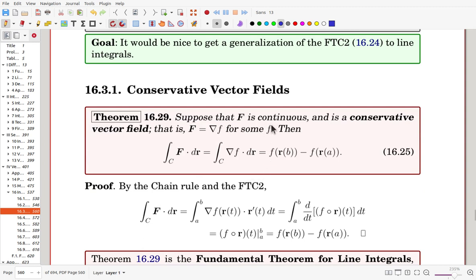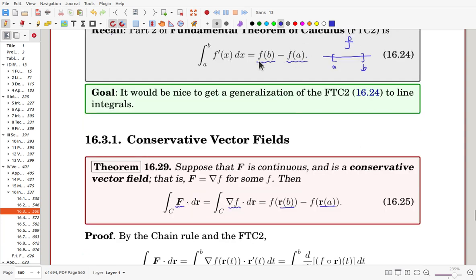Suppose that F is continuous and is a conservative vector field. That means there is a potential f such that the vector field is the gradient of the potential. Then the line integral over C of the vector field can be written in this way. The vector field is the gradient of f, and this integral can be evaluated through the potential. Once the curve is parameterized, this is the terminal point, and that is the beginning point. So that is exactly the same form as the fundamental theorem of calculus.